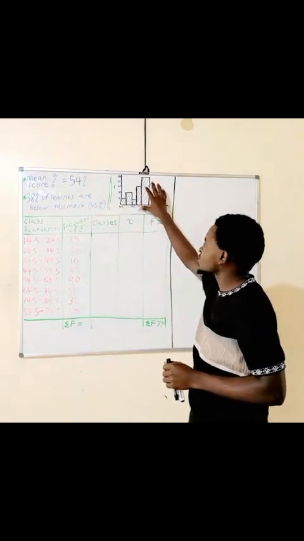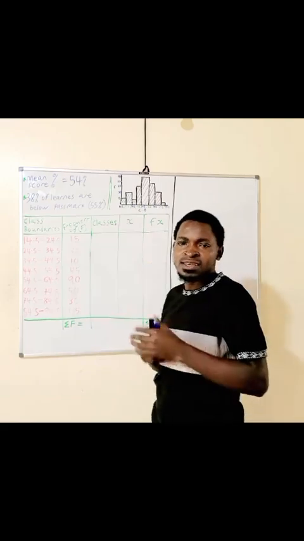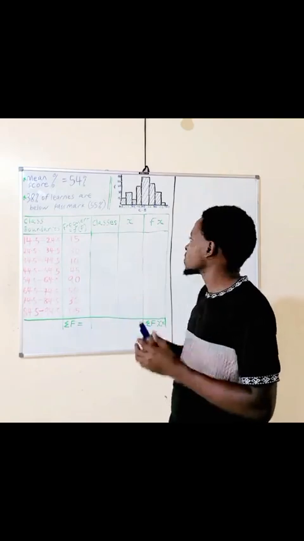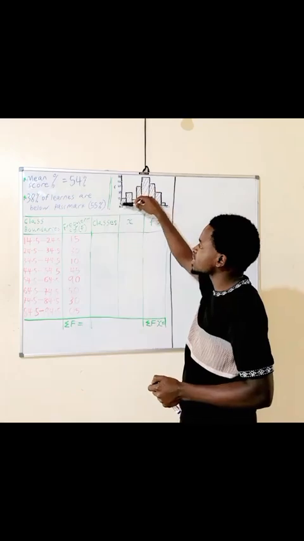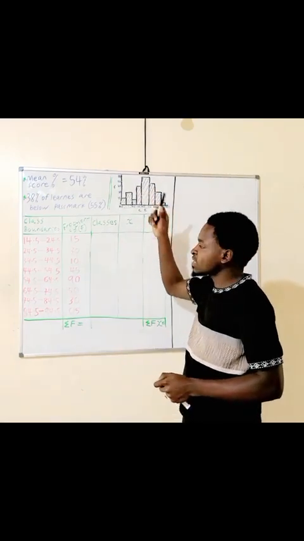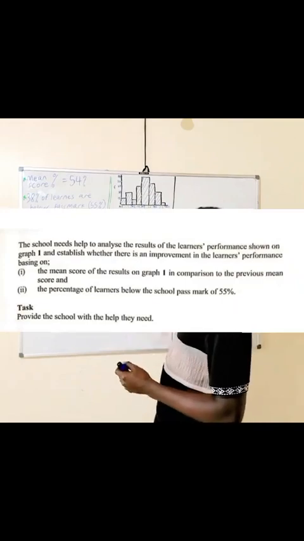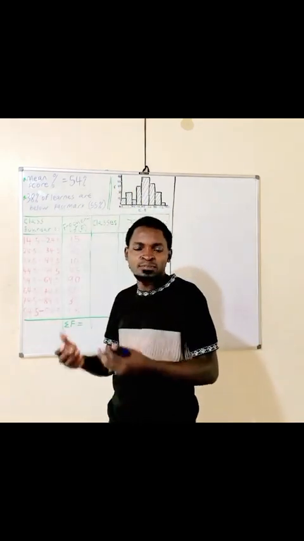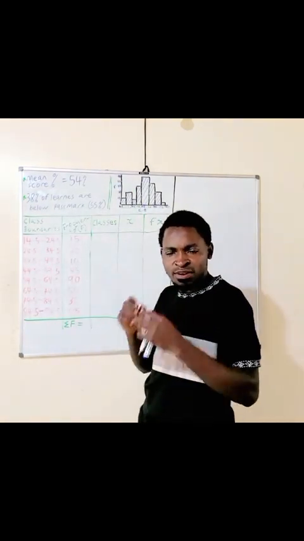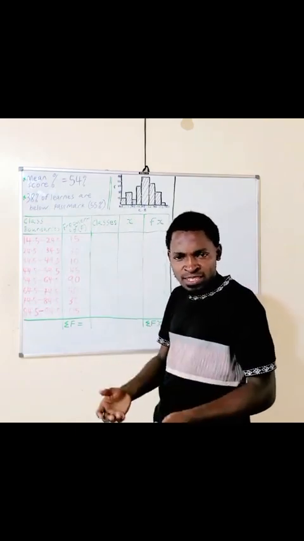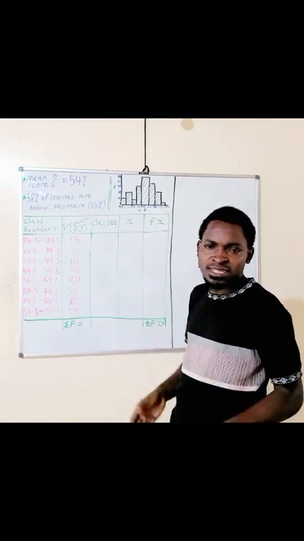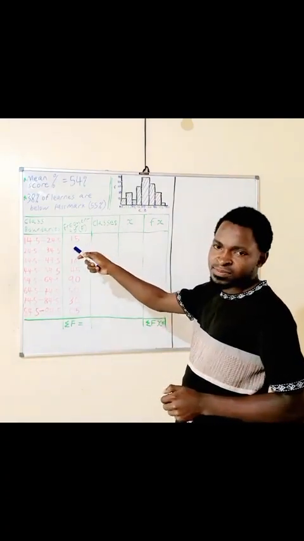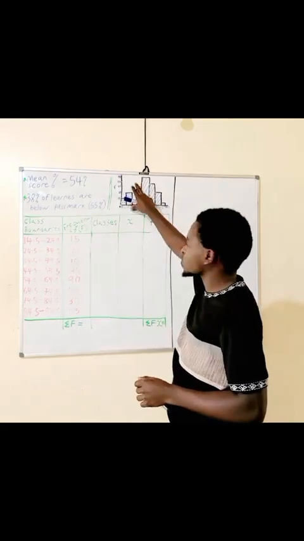Then they gave us this graph as a histogram showing the new performance. After employing the new teacher, this is the performance represented on this histogram. The school needs to analyze the information on this graph to see whether the new teacher brought an improvement in the performance of the students in mathematics. So our goal is to draw a weighted frequency distribution table from this histogram.